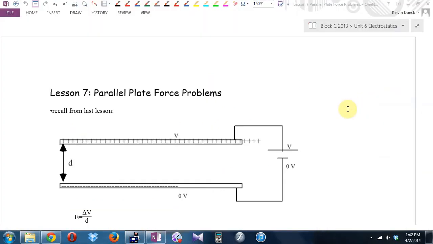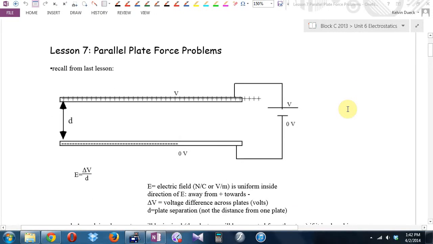Okay, let's continue. I called this parallel plate force problem. Recall from last lesson, if you take 2 parallel plates that are fairly long, and by fairly long I mean on the atomic scale, 5 centimeters, 10 centimeters is plenty long. You make them out of some metal, copper, aluminum, whatever, and then you set them parallel to each other and you charge the top one positively by removing electrons from it. And you either hook the bottom one up to the ground to make it a charge of 0, or you can force electrons. You get a uniform electric field.